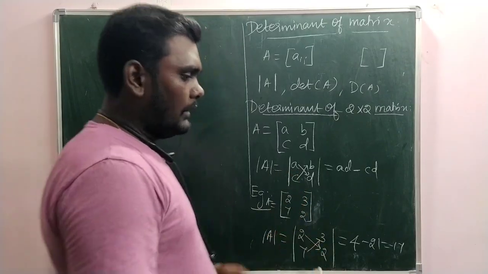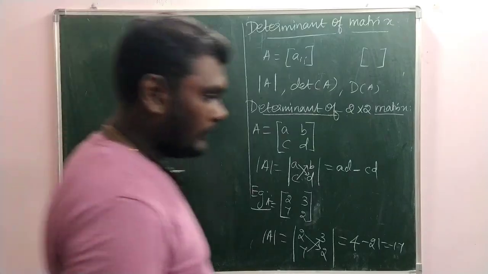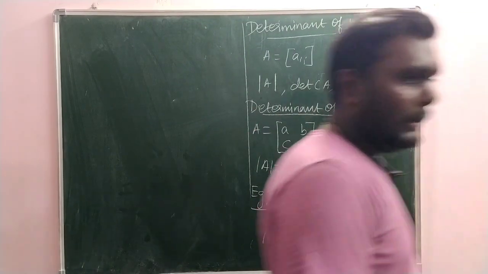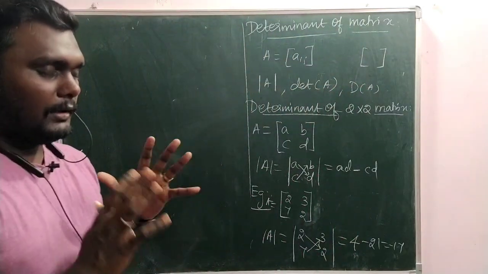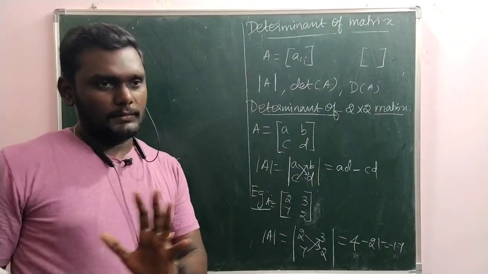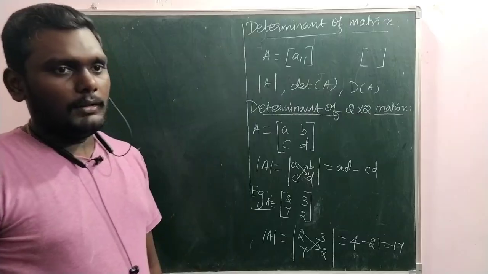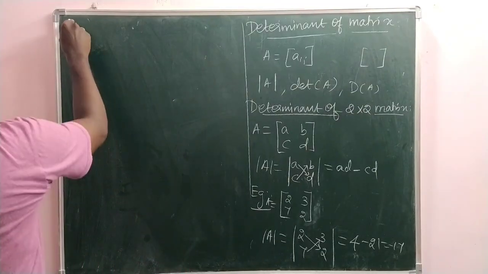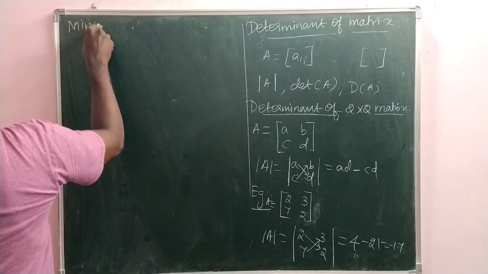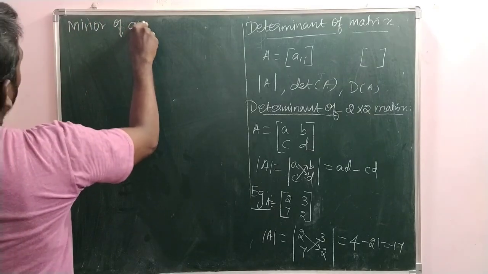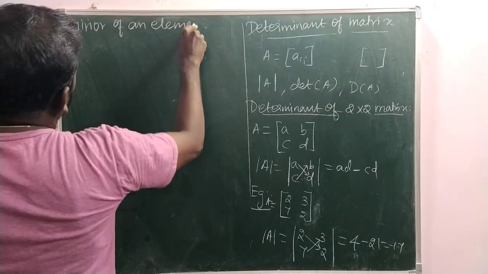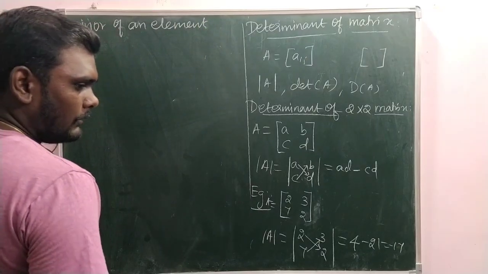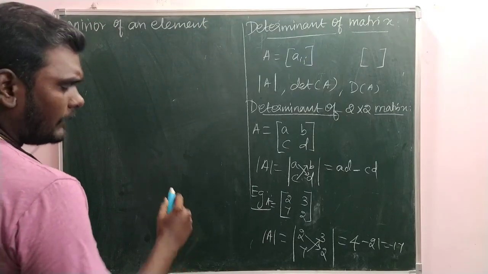A few more points to be noted. A matrix is an arrangement, an array of numbers, and a determinant is a value. Now, minor of an element of a square matrix.